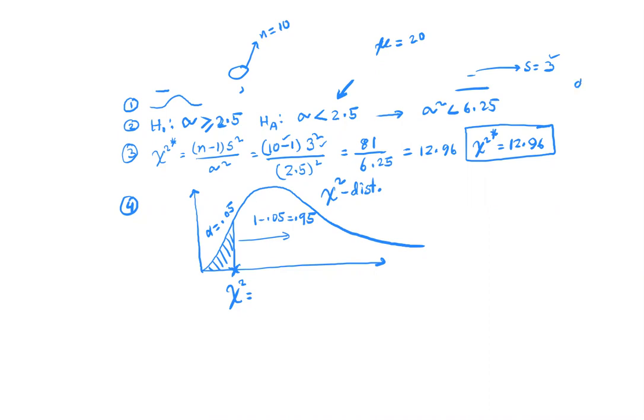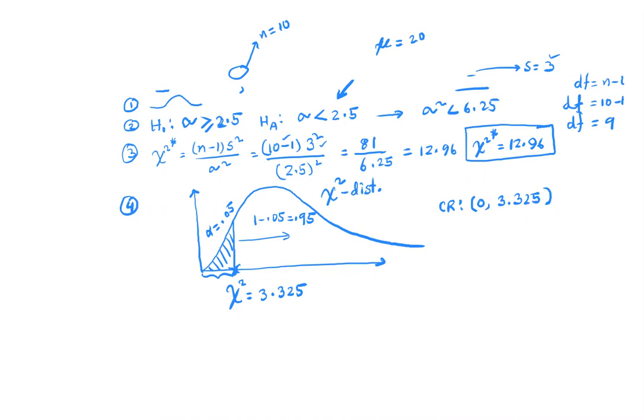Your degrees of freedom is going to be n minus 1, which is 10 minus 1, equal to 9. So that's your degrees of freedom, all right? So you look at area to the right, 0.95, and degrees of freedom 9, which gives you 3.325. So your critical region is going to be from here to here. So 0 to 3.325. And that's your critical region.